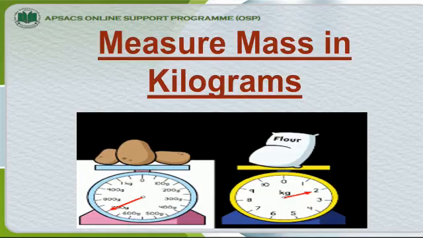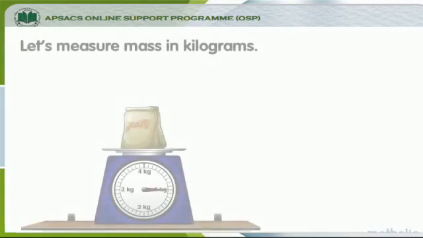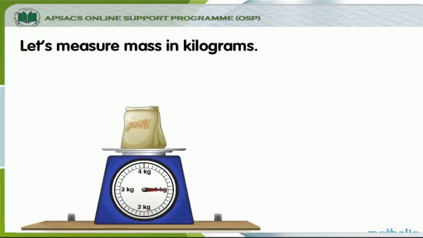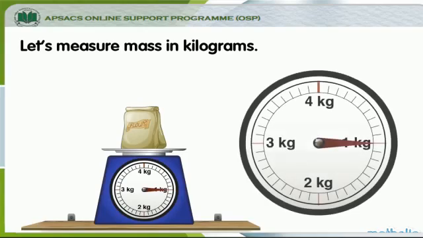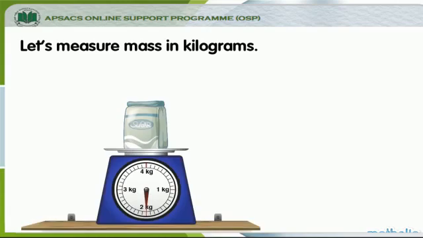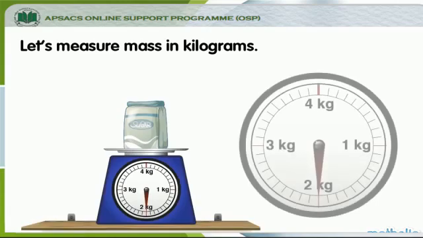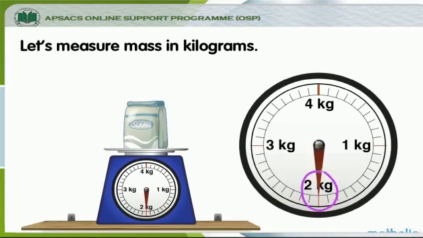Okay, now let's learn how to measure mass in kilograms. Let's measure the mass of the flour. The needle is pointing at 1 kilogram. The mass of the flour is 1 kilogram. Let's measure the mass of the sugar. The needle is pointing at 2 kilograms. The mass of the sugar is 2 kilograms.